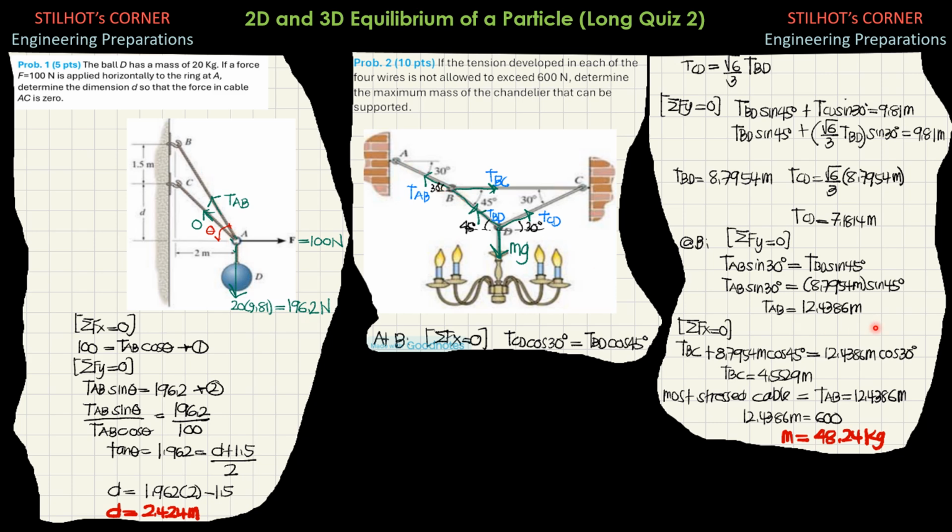Because it is the highest, we set its value to 600 newtons. So we have 12.4386 M equals 600 newtons. That's why M is 48.24 kilograms. So that's it for problem 2.